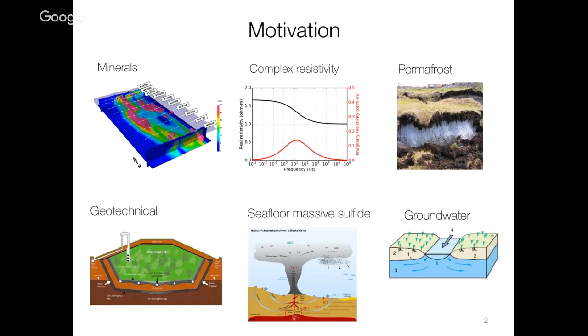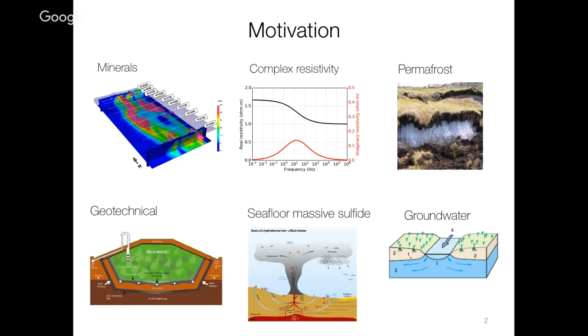This is high, 10 to the 6. And at very low frequencies, the rock appears to be very resistive, and at high frequencies, it tends to be much less resistive. And then there's a phase shift that can be translated into an imaginary part, or quadrature part, that looks something like this.